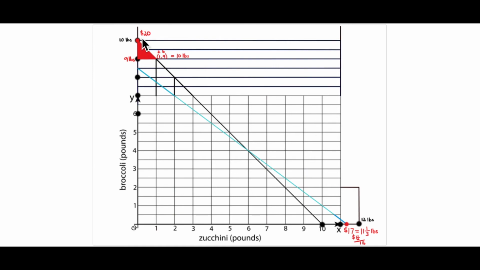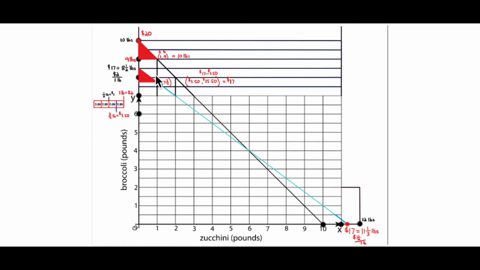The cost is going to move from $20 and it's going to move towards $17 as you approach this point where the 2 graphs intersect. So this is 10 pounds and this is 10 pounds with a slope of -1. Trade 1 pound of broccoli for 1 pound of zucchini. But then when you look at the $17 graph, that is 8.5 pounds because broccoli is $2 per pound. So $17 divided by 2 is equal to 8.5 pounds. So 2 times 8.5 is $17.